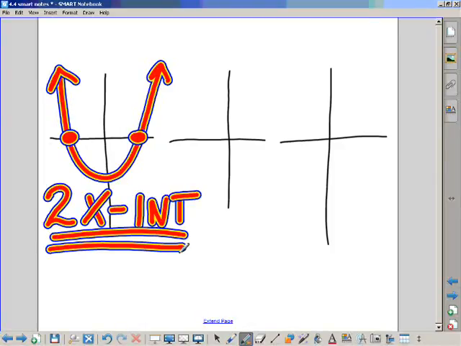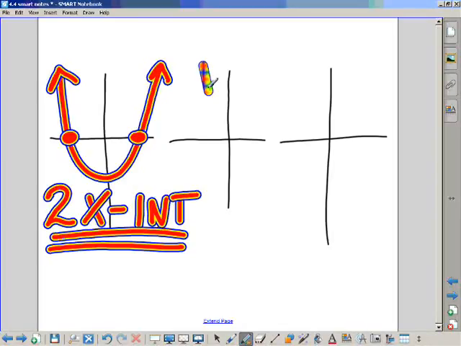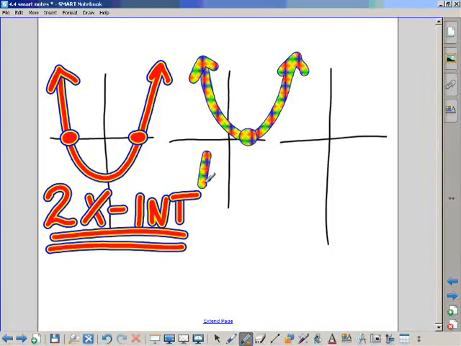Okay, 2 x-intercepts. That's that case. But it's also true that a parabola could sort of come down and just hit the axis, sort of like this. And then it just strikes and bounces back up, and it only hits that x-axis one time. So this is a parabola that would have 1 x-intercept.